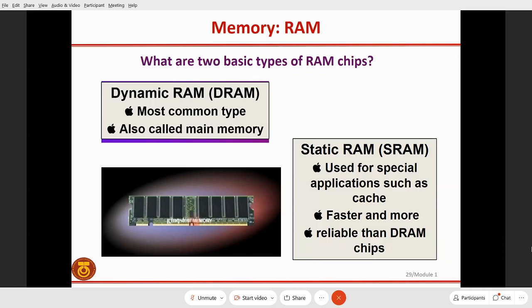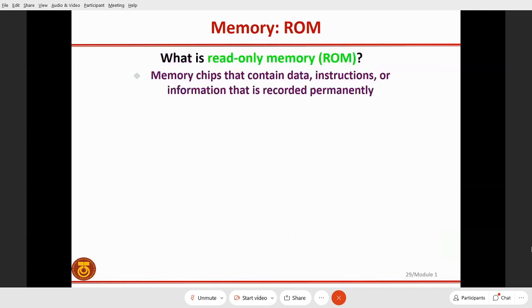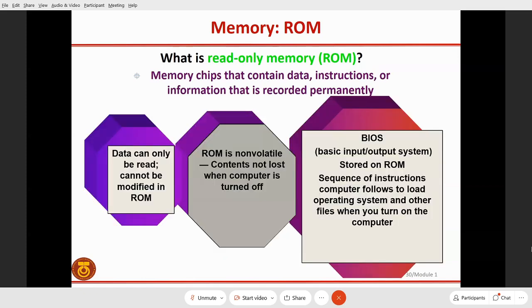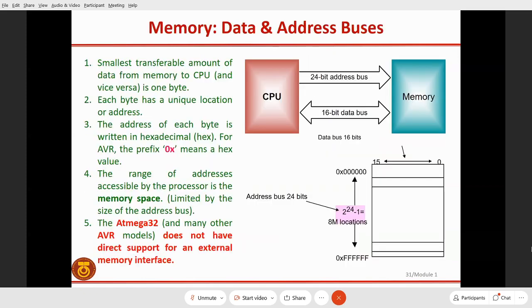Okay, so DRAM and RAM, is this a technology? I've told you about this. Now, memory, data, and address bus. This is interesting, I've told you about this one. The CPU can read a 24-bit address bus, but the memory reads a 16-bit data bus. This is just an example. What does a 24-bit address bus now mean?